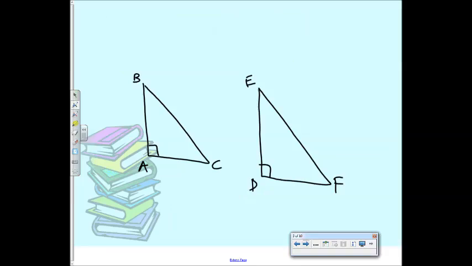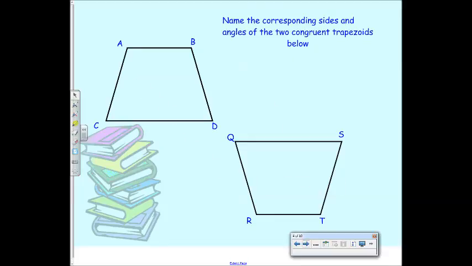So take a look at this shape. First of all, what is this shape? It's a trapezoid. A trapezoid has how many sides? 4 sides, which makes it a quadrilateral. Good. And 2 of the sides have to be parallel. In this case, which ones are parallel? AB and CD. AB and CD are parallel to each other because those would never touch.